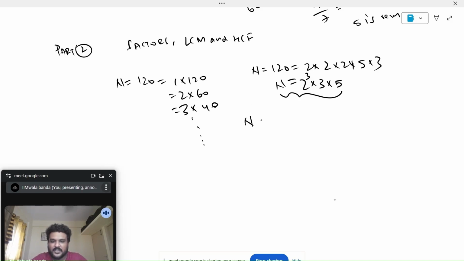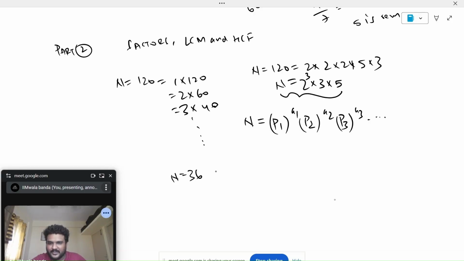So let's say a general number can be written as P1 to the power A1, P2 to the power A2, P3 to the power A3, and so on. This is your general way of representing it. Here, P1 is 2, P2 is 3, P3 is 5, A1 is 3, A2 is 1, A3 is 1. All right. Let's take a simple example, 36. Now I can write it as 6 into 6, correct? So if I write it as 6 into 6, can I say that this is 2 into 3 into 2 into 3, or 2 square into 3 square?